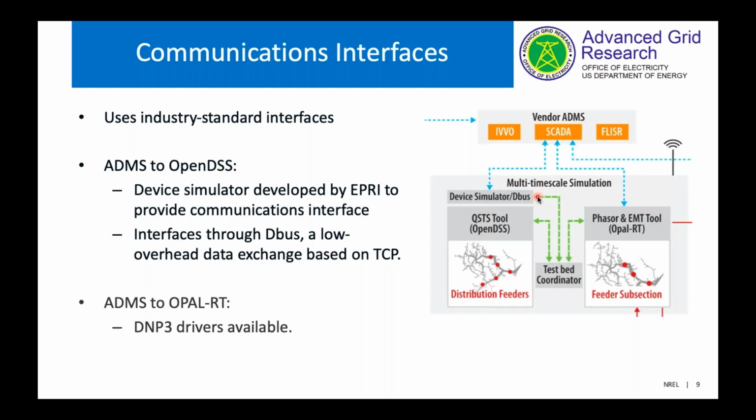To OpenDSS, we had to develop some new tools because OpenDSS does not natively support communication protocols. So we partnered with EPRI, the Electric Power Research Institute, to provide that interface. With OPAL, we use the licenses available. In the two cases that we discuss here, DNP3 was the communication protocol of choice for the utility. So that is what we used, and used the drivers from OPAL-RT for that.